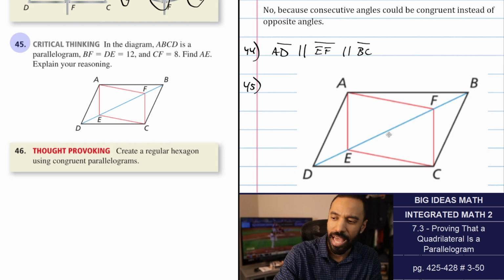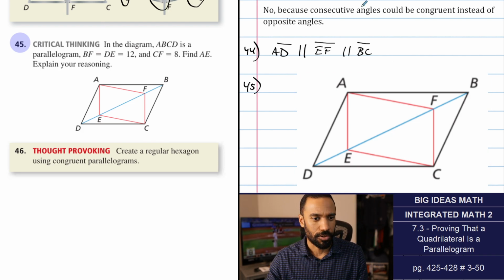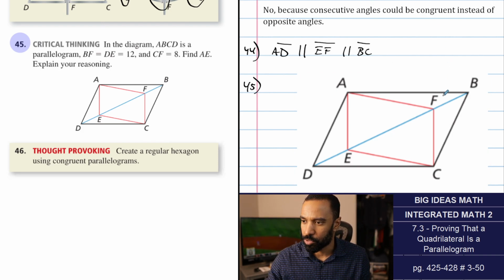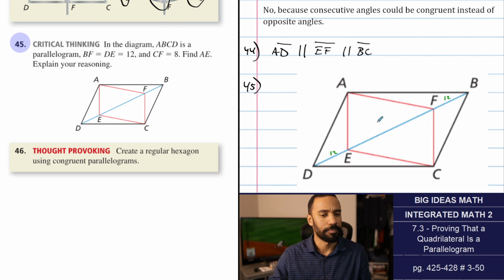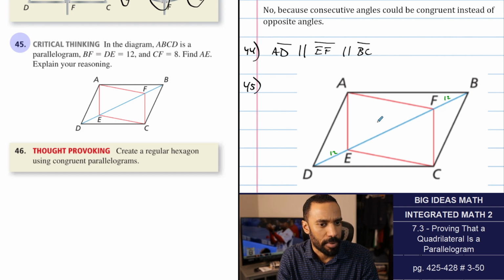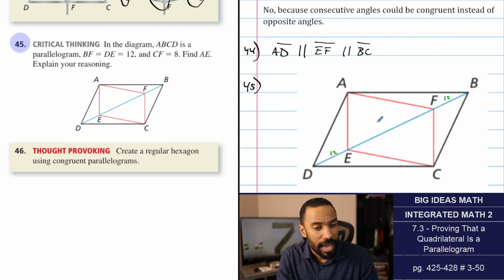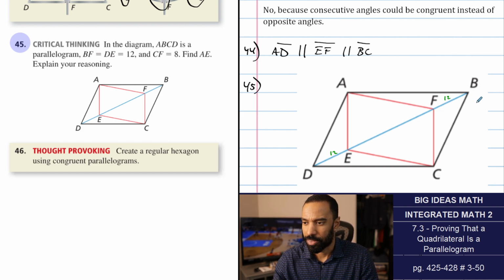So BF... Oh, BF is the little guy. BF and DE are both 12. Yeah, enlarge that. So 12 and 12, like that. We got a parallelogram, remember that? And CF is 8. Or CF. That? 8?